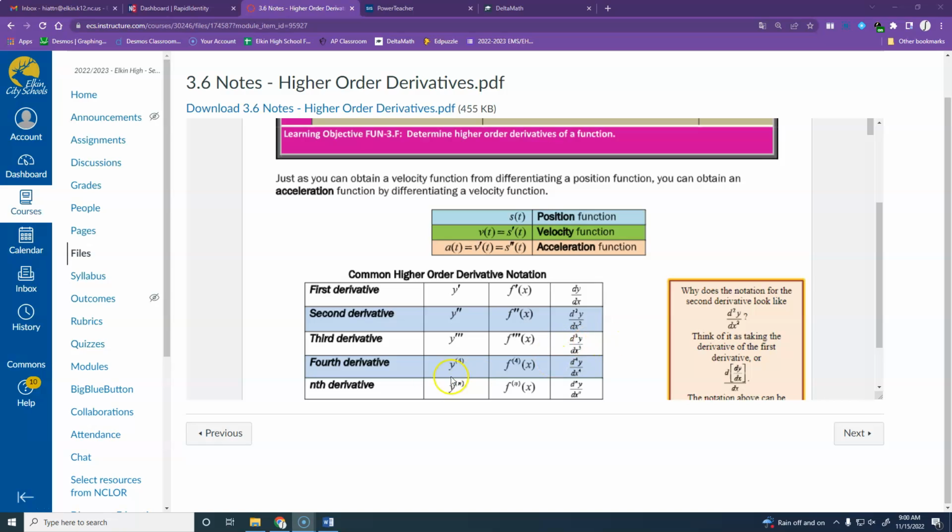If you get beyond three, they start using just parentheses with the number of derivatives that you are taking there. So you would continue doing that. Your position formula is your original. If S of t is your position formula, if you take the derivative of your position, it's going to give you the velocity. And then if you take the derivative of velocity, it's going to give you acceleration there.